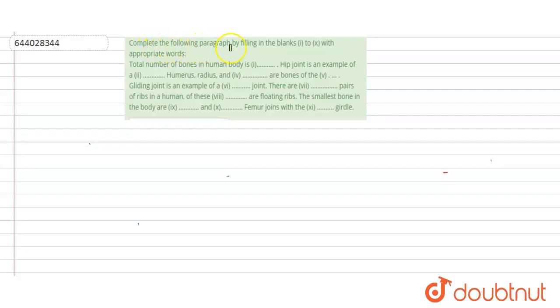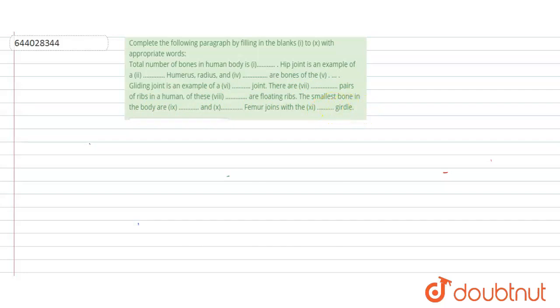Hello students, have a look at the question. Question is complete the following paragraph by filling the blanks 1 to 10 with appropriate words. Total number of bones in the human body is blank. Hip joint is an example of blank. Humerus, radius and blank are bones of the blank. Gliding joint is an example of blank joint. There are blank pairs of ribs in a human. Of these, blank are floating ribs. The smallest bone in the body are blank and blank. Femur joins with the blank girdle.